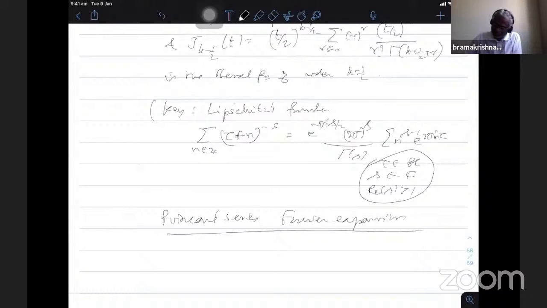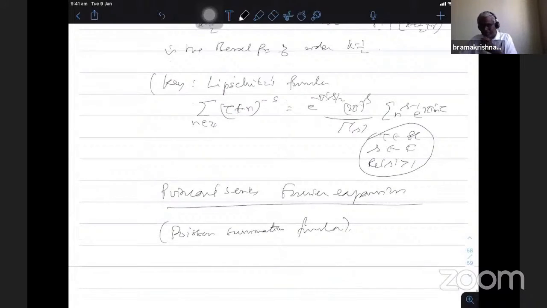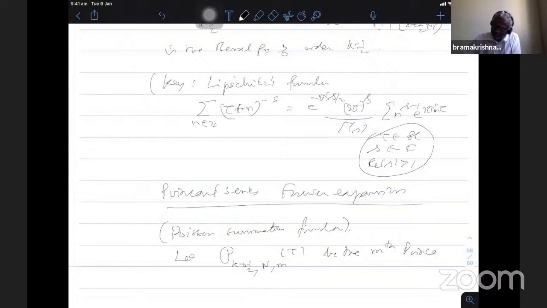So the key here is the Poisson summation formula. So what he does, we find the Fourier expansion in the full space. Okay, let P_{k+1/2,N,m}(τ) be the mth Poincaré series in S_{k+1/2}(4N).